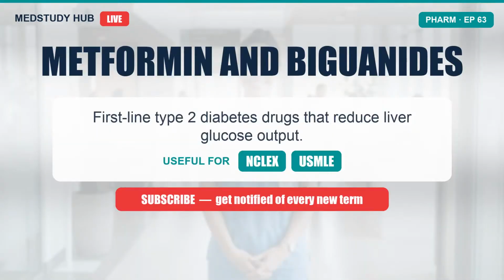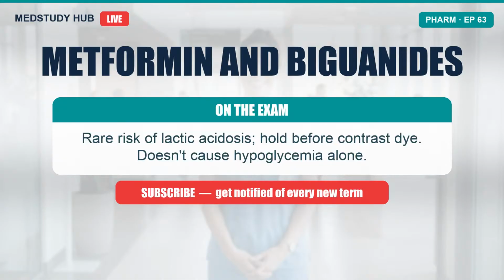Metformin and biguanides. First-line type 2 diabetes drugs that reduce liver glucose output. Rare risk of lactic acidosis. Hold before contrast dye. Doesn't cause hypoglycemia alone.